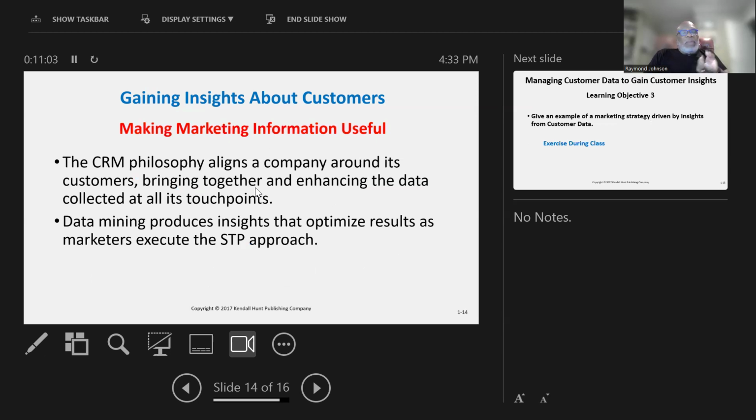And the good thing about all this is that the CRM philosophy really aligns the company around its customers. That relationship, as I said, is key. My goal was to have a lifetime customer, and so I need to know everything about them. With my customers, I know their birthdays, their kids' birthdays, the names of their kids, their pets. I know where they go on vacation. I know what their favorite meals are. I know all those things, because I've gathered that information over a period of time.